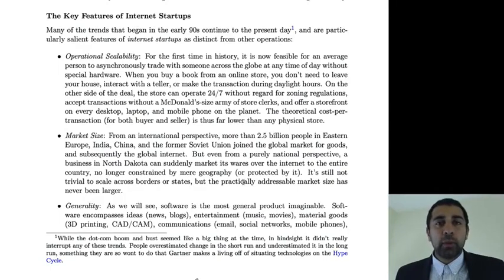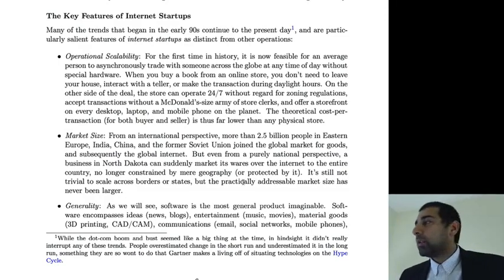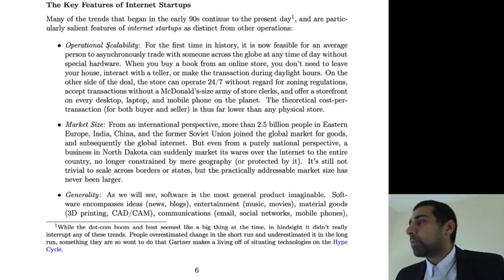But let's dive into a little more detail and talk about some of the key features of internet startups, or startups that have some portion of the internet, what I'll call titrated or hybrid startups. So, what are the key features of internet startups? One of them is something we'll call operational scalability. It's now feasible for you in your room to trade with someone across the globe at any time of day without special hardware. You don't even need to be at your computer to do this.